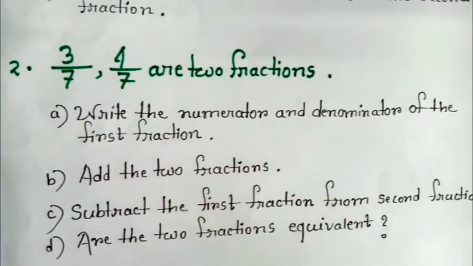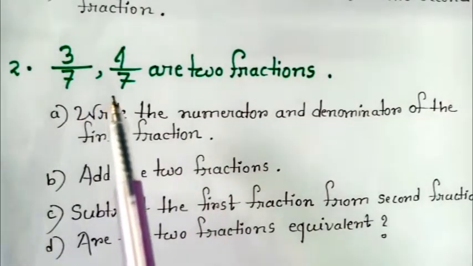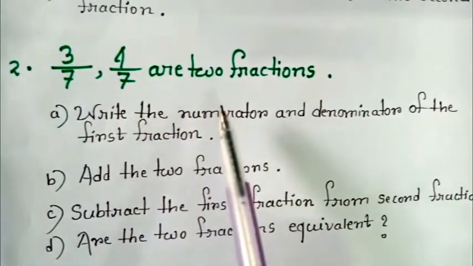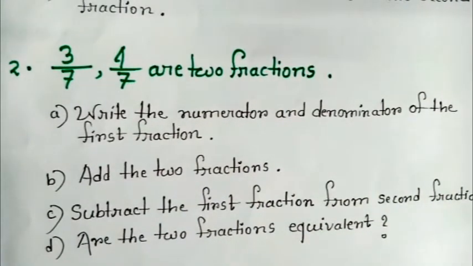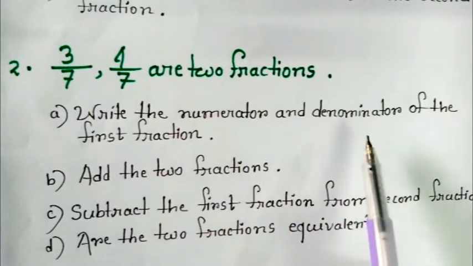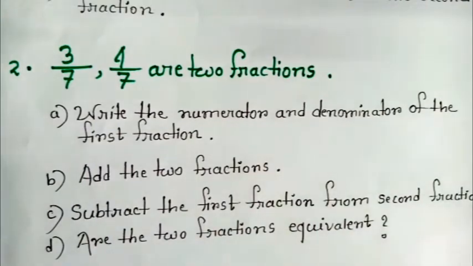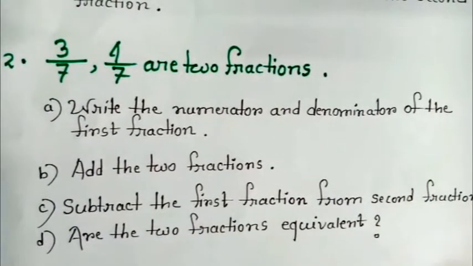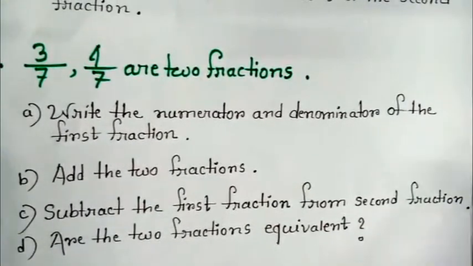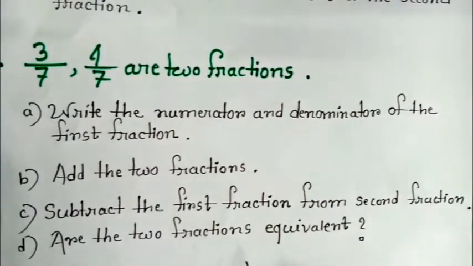Let's solve number 2. 3/7 and 4/7 are two fractions. A. Write the numerator and the denominator of the first fraction. B. Add the two fractions. C. Subtract the first fraction from the second fraction. D. Are the two fractions equivalent? Students, now we shall solve.